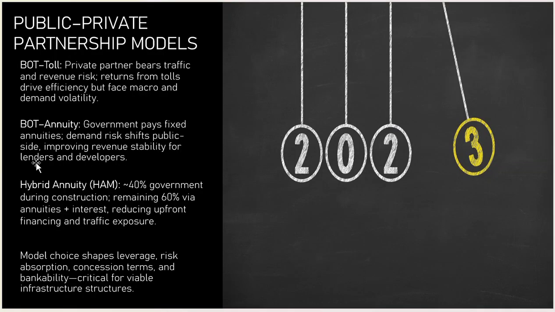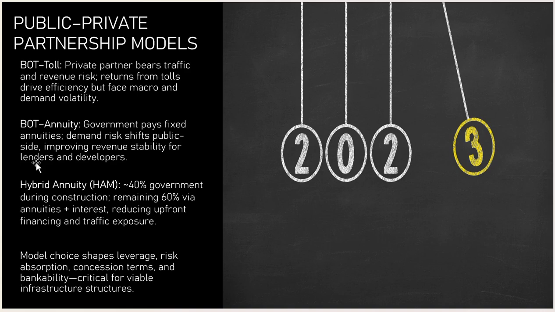So the PPP model determines how responsibility, risks, and rewards are shared between the public authority and the private developer. Build, operate, transfer (BOT) structures are among the most widely used, with variants such as BOT toll or BOT annuity catering to different risk appetites. Under the BOT toll, the concessionaire fully bears the tariff and revenue risks, earning revenue directly from toll collection.